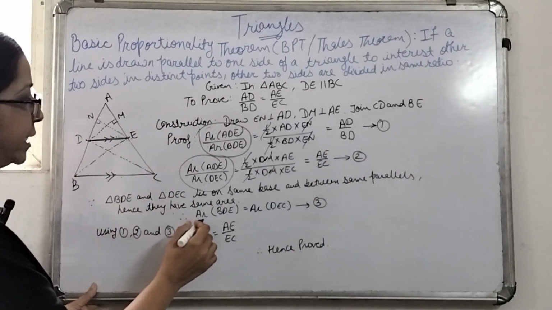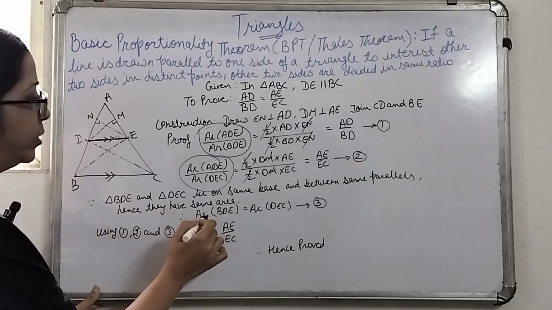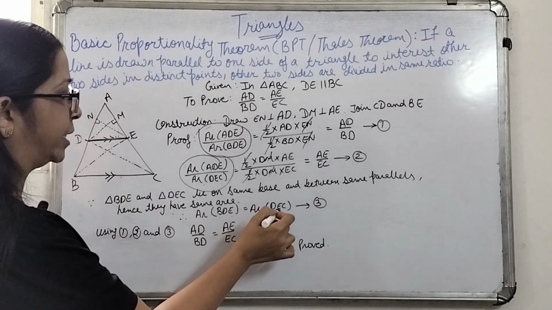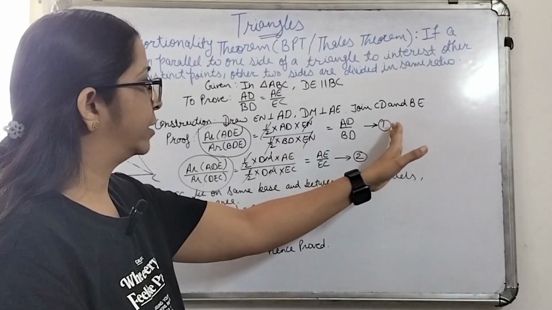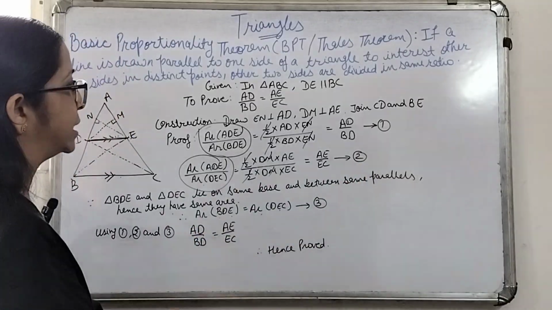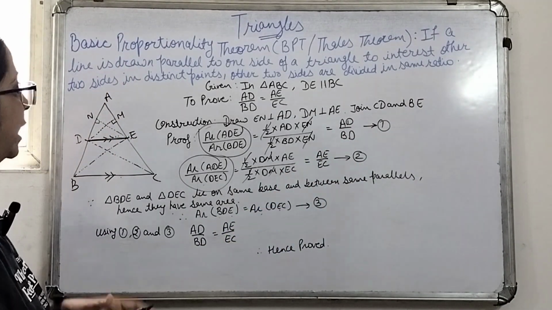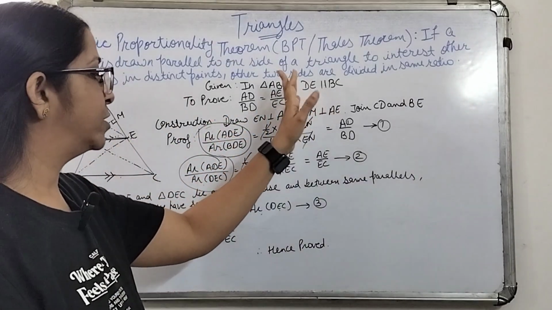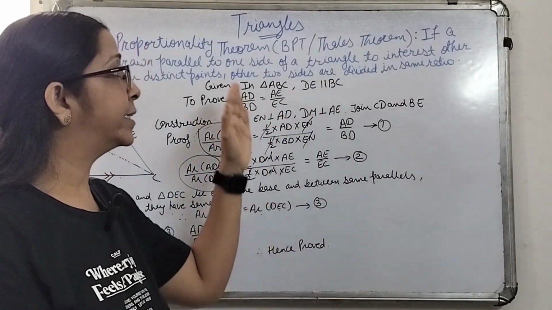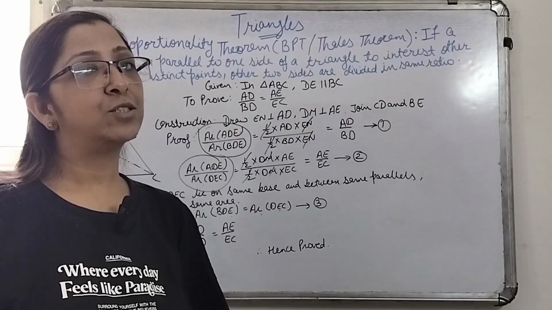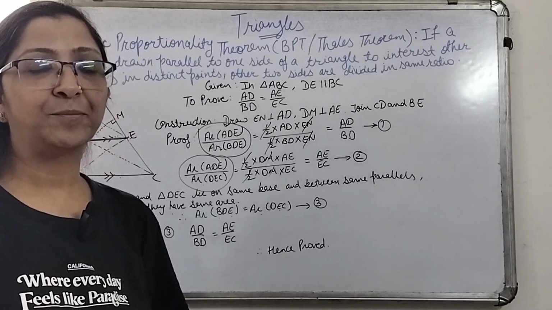Just now we have proved that area of triangle BDE is equivalent to area of DEC. So from these three equations, we can say that AD over BD is equivalent to AE over EC. And this was to be proved. So we will write hence proved. It is very important. Just go through it and learn it.